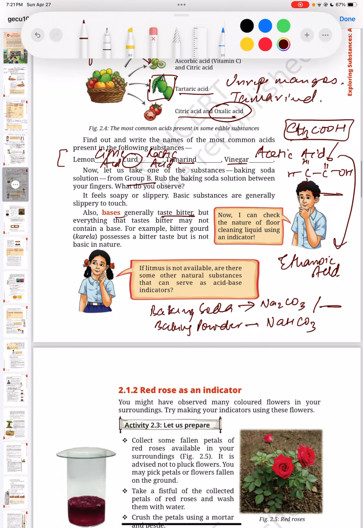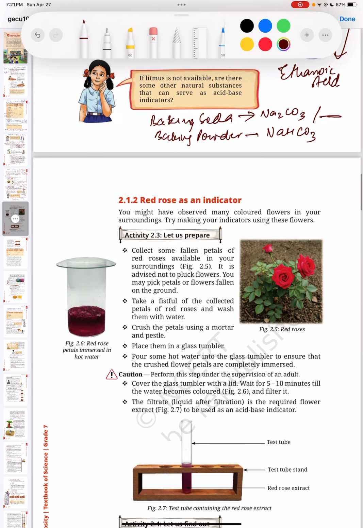So that is the general introduction about acids, bases and neutral substances. And then we also saw how litmus acts as a natural acid-base indicator, right? Now another such indicator is red rose, surprisingly. Litmus is something that's not widely available. You can only get it in pharmacy stores and things like that, right? But red rose, you have it all around. In many of the gardens that you might have visited, there would be red rose.